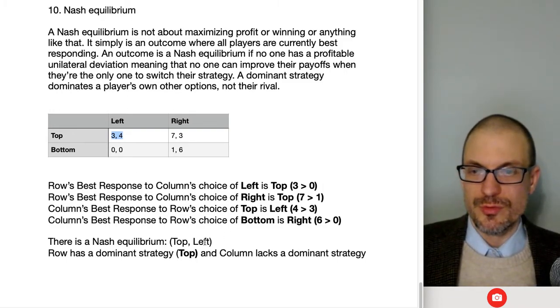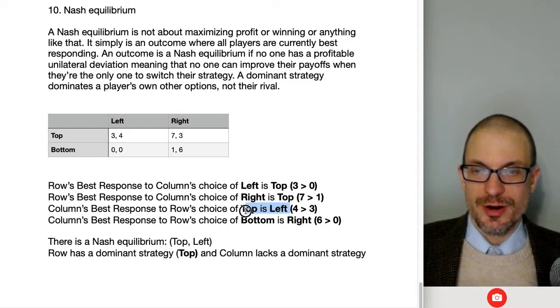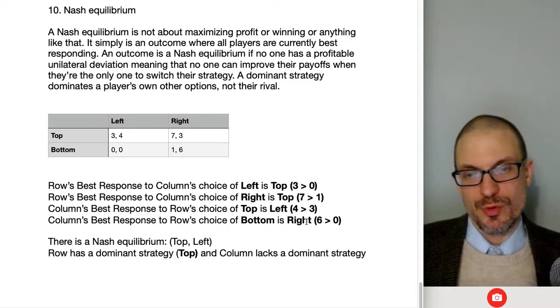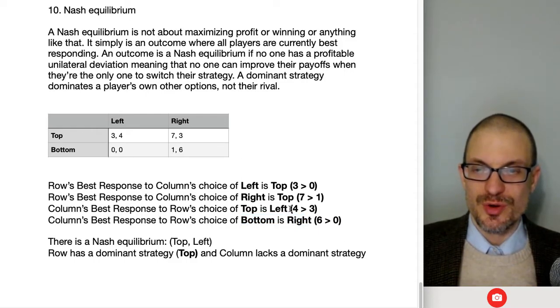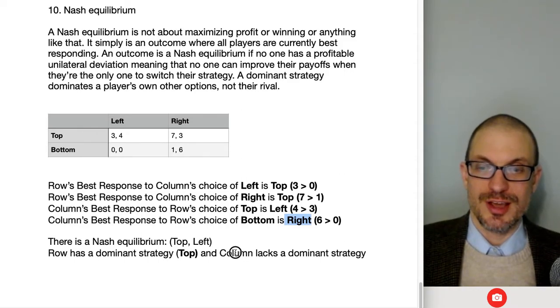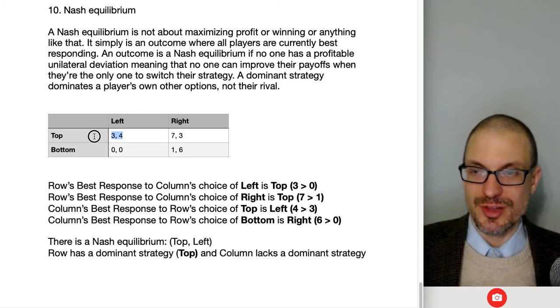All right, so what about for column? Does column have a dominant strategy? No, because left is a best response to top, but right is a best response to bottom, right? So even though column always has a best response, column does not have a dominant strategy. Column lacks a dominant strategy, right? So we do have a unique Nash equilibrium.